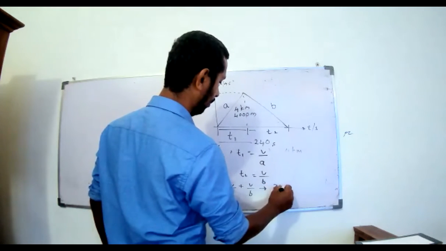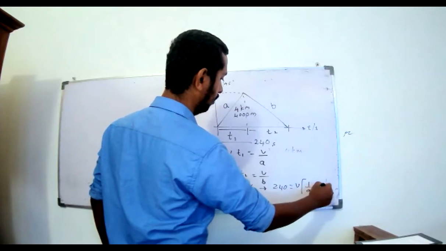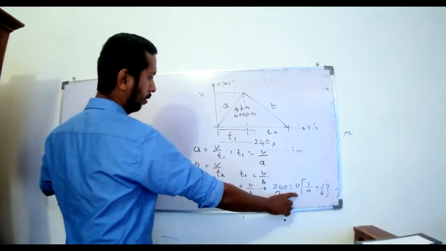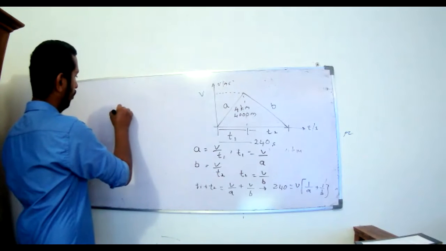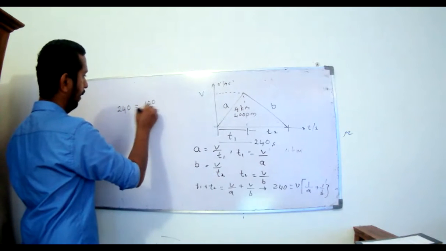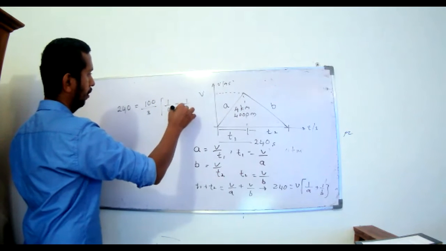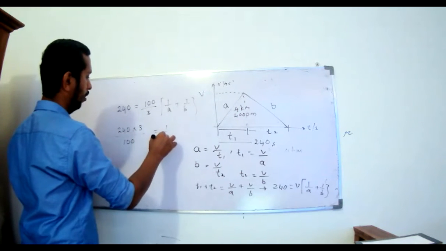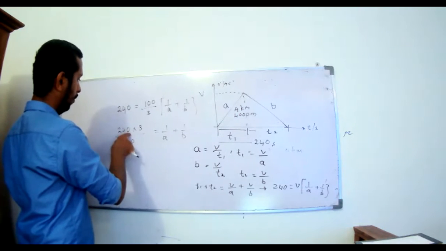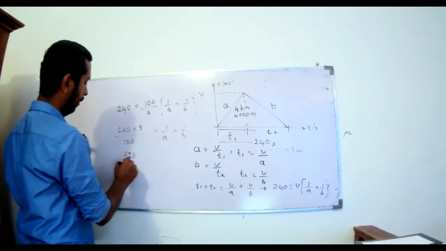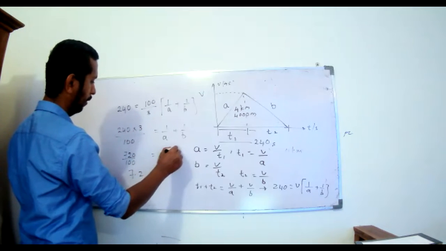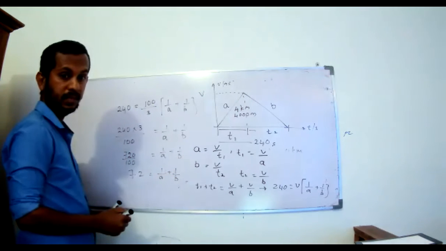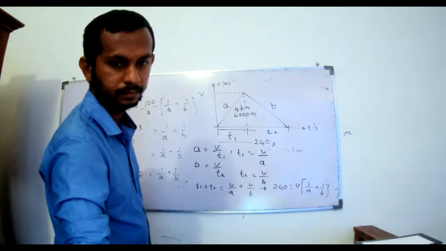T1 plus T2 means 240. V is a common factor: V times 1 over A plus 1 over B. And V is how much? V is 100 over 3. So 240 equals 100 over 3 times 1 over A plus 1 over B. So 240 times 3 divided by 100 is equal to 1 over A plus 1 over B. You know, 720 over 100 means 7.2 is equal to 1 over A plus 1 over B. Here is the answer.